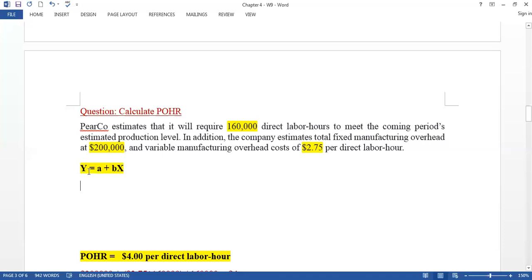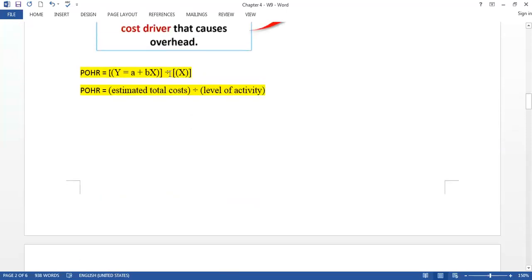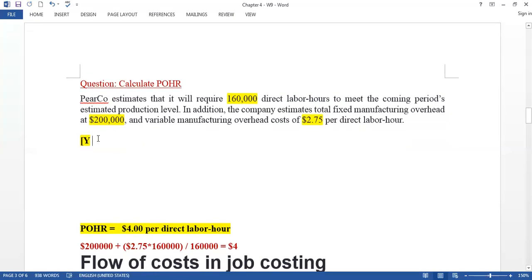Because our formula is, first we have to calculate y equal a plus bx. That means first we have to calculate y. The main formula is this one. Y divided by x equal predetermined overhead rate. And we know that what is the formula of y? A plus bx, right?